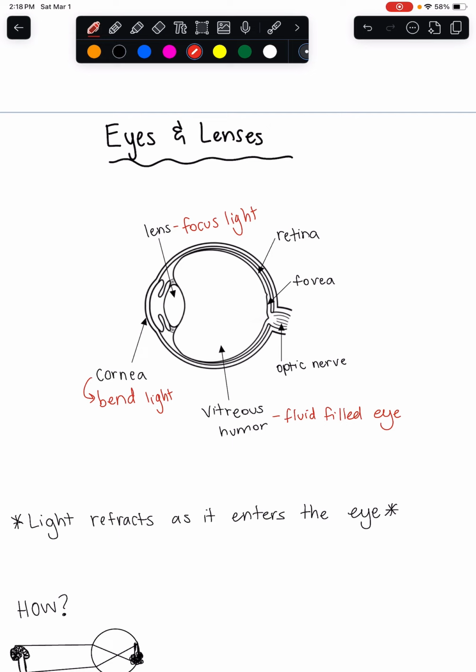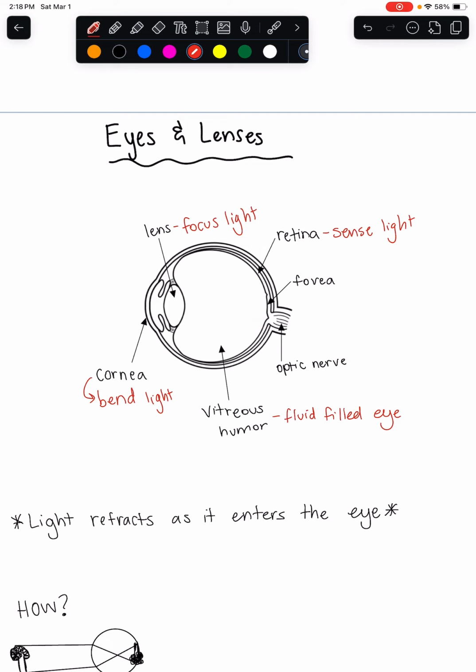All right, then the next thing we hit, it's back here. It's our retina. You'll notice it goes along the whole back side of our eye. Our retina is what actually senses the light. So it senses the image, and so your whole retina, you can see images and light with it.